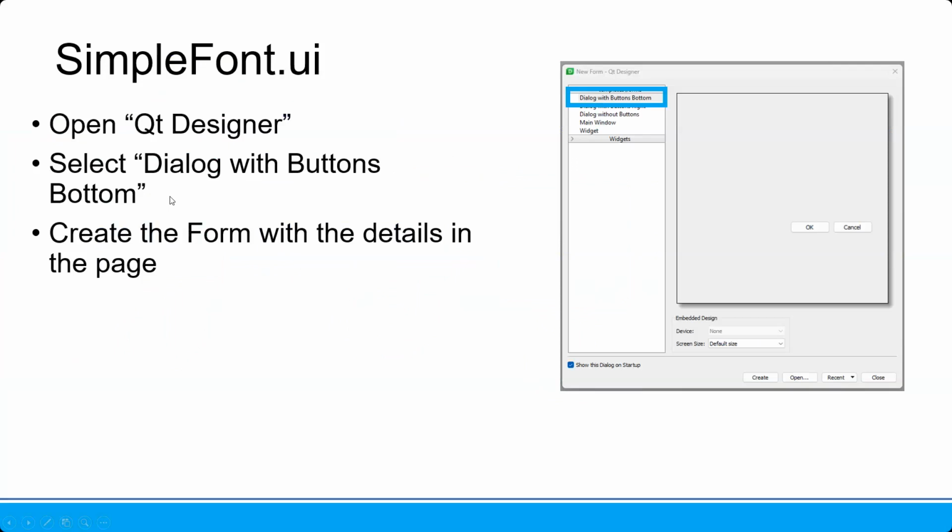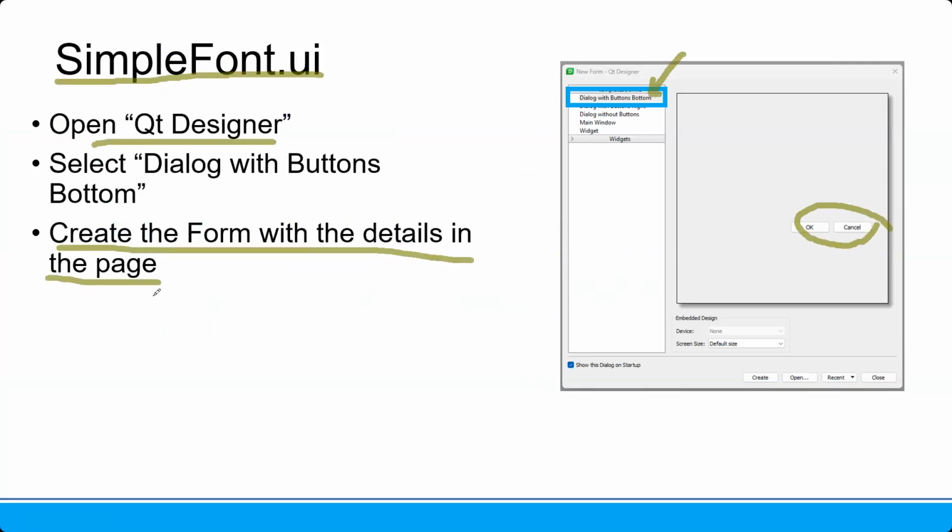Now let's open the Qt designer. Let's make the file name simpleFont.ui. And then in the Qt designer, I would like to use the dialog with buttons button. So the button will be below. And let's create the form with the details in the page as later on.